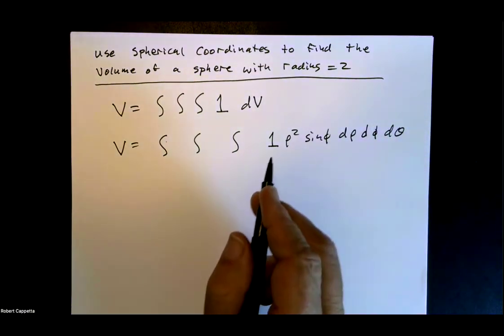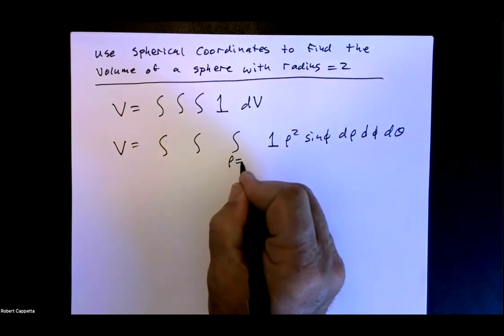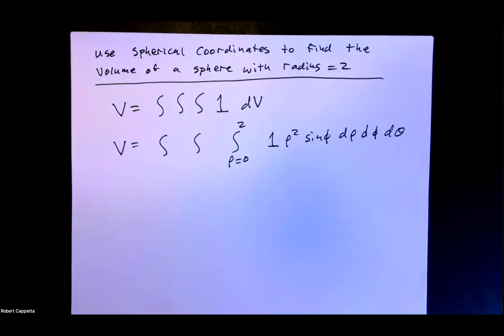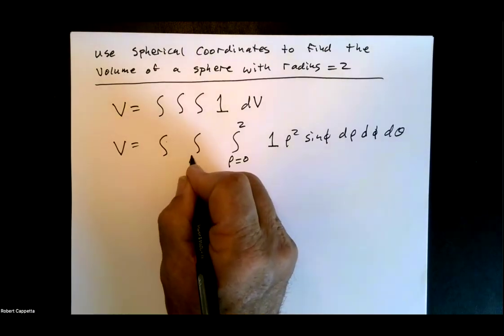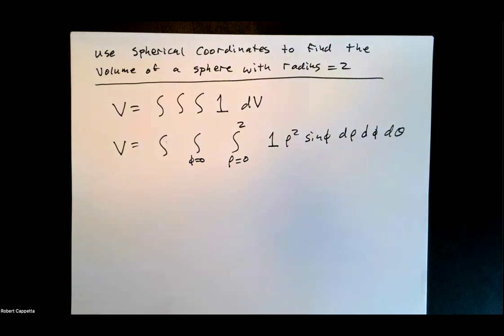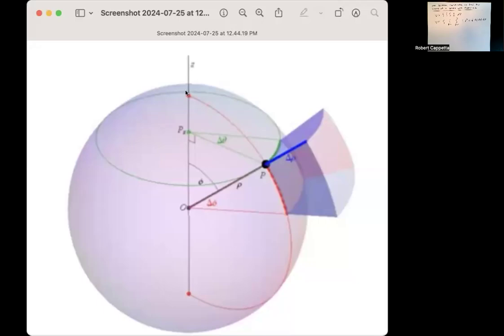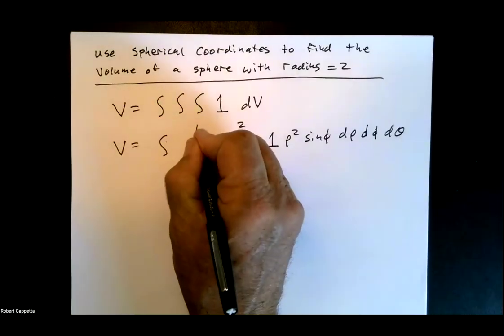Now, if I have a sphere of radius 2, then rho has to range from 0 to 2. Now, let's think about the angle phi. So phi runs from the North Pole. Phi starts at 0 at the North Pole. And to get the entire sphere, how far does it have to go? Here phi is 0. Here phi is 90 degrees or pi over 2. Down here, phi is 180 degrees or pi. So phi goes from 0 to pi to get the entire sphere that we're working with.